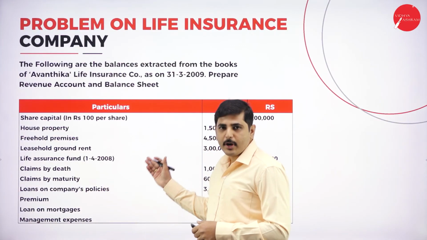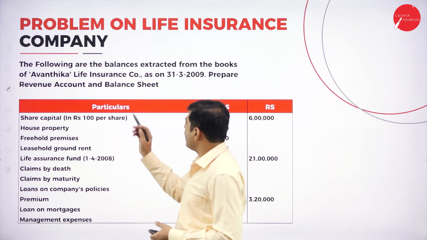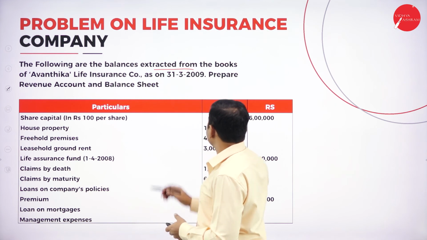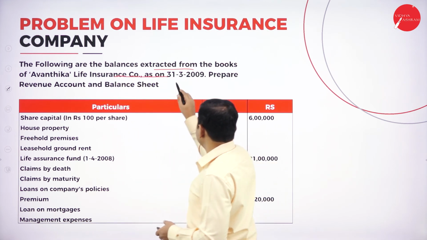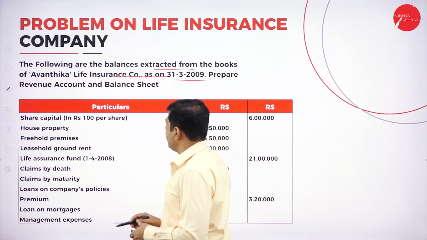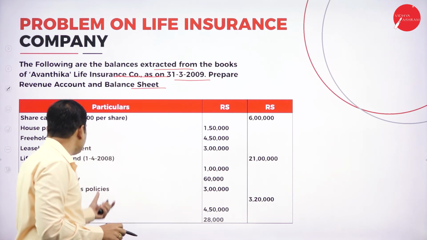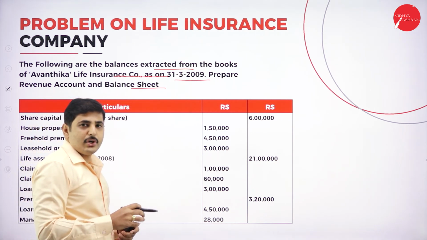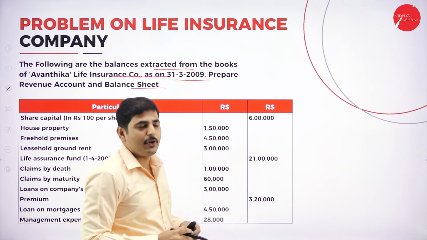See, this type of problem you can expect for 15 marks in the examination. The following is the balance sheet extracted from the books of Avantika Life Insurance Company on 31st March 2009. Prepare the revenue account and balance sheet from the given information. These are all the amounts they have given. So we have to identify the schedule number. Let's see what the proper schedule number is for each.